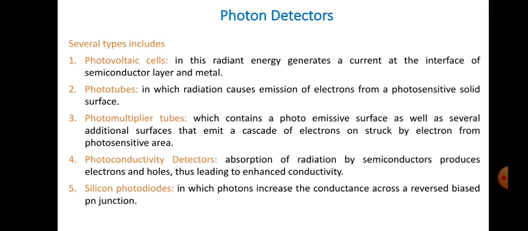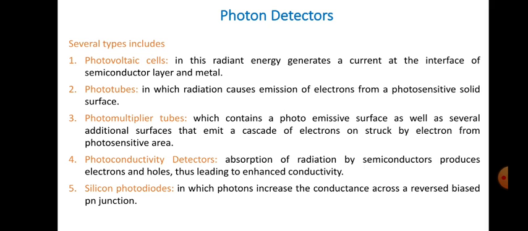Third is the photomultiplier tube, which we refer to as a PMT. It contains a photoemissive surface as well as several additional surfaces that emit a cascade of electrons when struck by electrons from the photosensitive area. This basically multiplies the emitted electrons, and the signal is amplified in a better way in this photomultiplier tube.